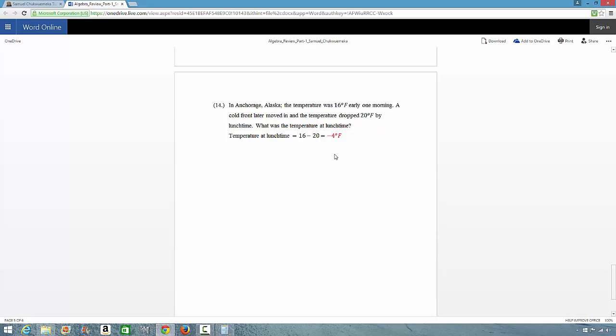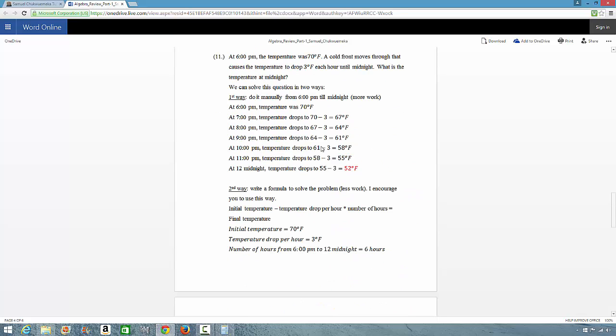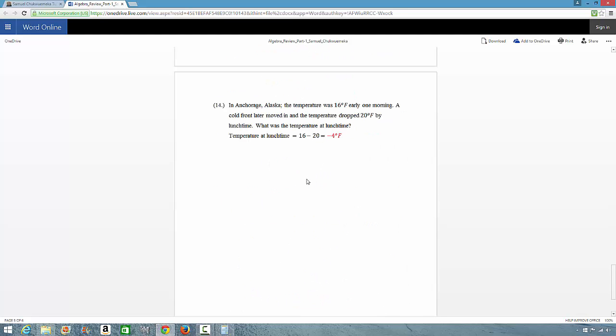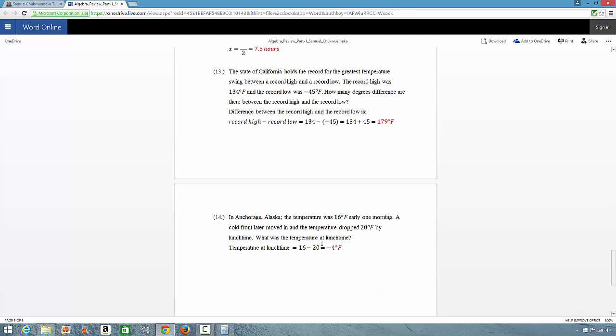So some of you might ask me, hey, Mr. C, why won't you use the second formula? Why did you just do 16 minus 20? In the second formula here, they didn't tell us temperature drop per hour. They didn't tell us per hour. They just told us the temperature drop in this question.